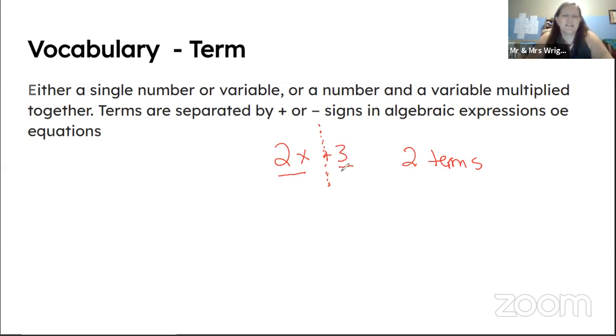A term is any combination of letters and numbers, and it's kind of divided by a plus or a minus sign. So our definition up here says either a single number or a variable. It could also say plus x. That would be just a variable. Or a number and a variable multiplied together, and then the terms are separated by plus or minus signs. Okay.